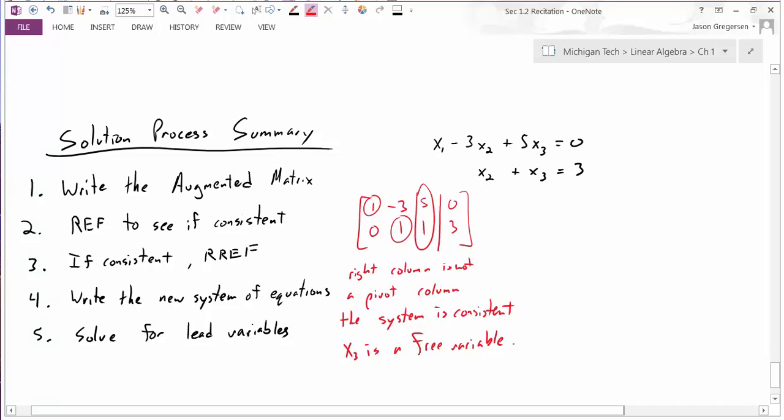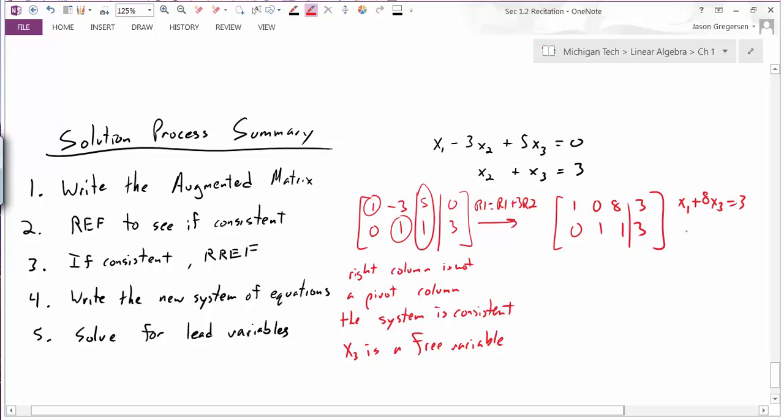So we've gone to row echelon form, and we understand what kind of solution we expect to get. Now we'll go to reduced row echelon form to find all those solutions. So I'm going to take R1 and let that equal R1 plus 3 times R2. R2 will stay the same, and row 1 will turn into this. And now I can write out my solution. The first row tells me that x1 plus 8x3 equals 3. And the second row tells me that x2 plus x3 equals 3.